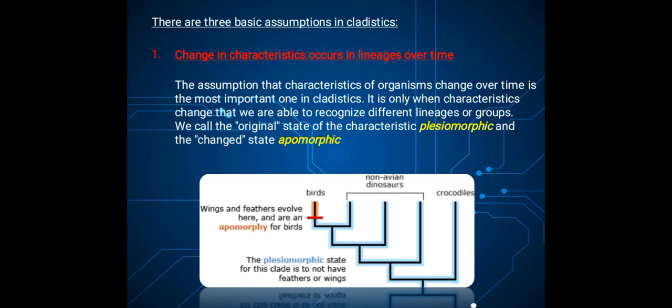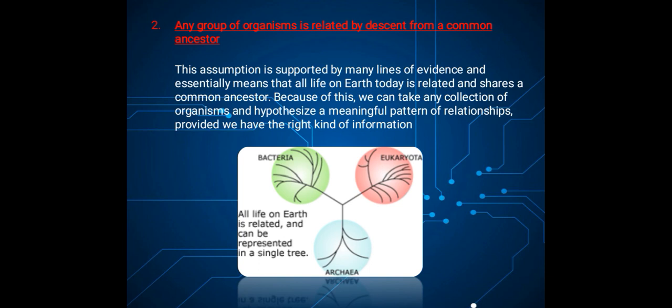It is only when characteristics change that we are able to recognize different lineages or groups. We call the original state of a characteristic plesiomorphic and the changed state apomorphic. Wings and feathers evolved here and are an apomorphy of birds. The plesiomorphic state for this clade is not to have feathers or wings. Birds, non-avian dinosaurs, and crocodiles.